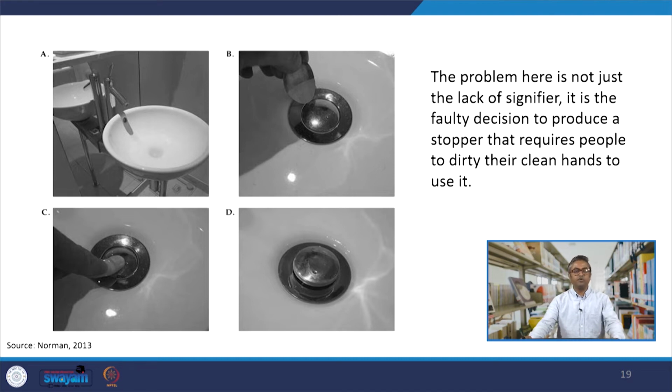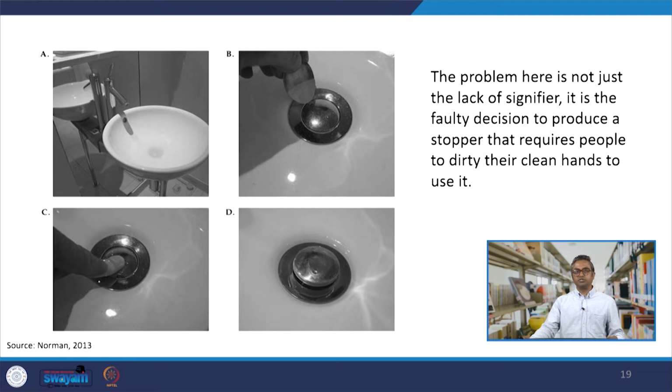Now what you see on your screen here are different types of sinks, but the common problem with the sink is that, as you can see, the water is filled in the sink. And many a time we do not understand the mechanism because there is no clear signifier. No clear signifier means that we do not know how we shall open this sink.